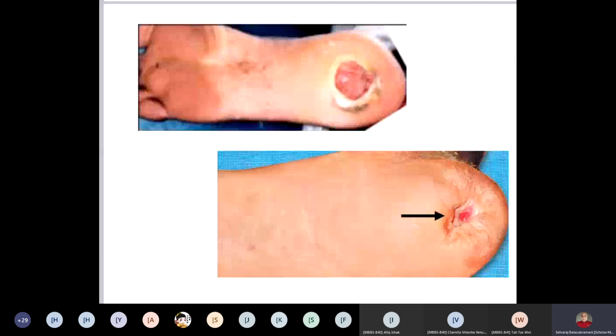In the first picture you are seeing the ulcer, and in the second picture it starts healing, because they are controlling the diabetes. Okay, it starts healing. So what sort of ulcer is it? What type of edge will you have in a diabetic ulcer? Yes, punched out edge. Very good. Punched out edge.